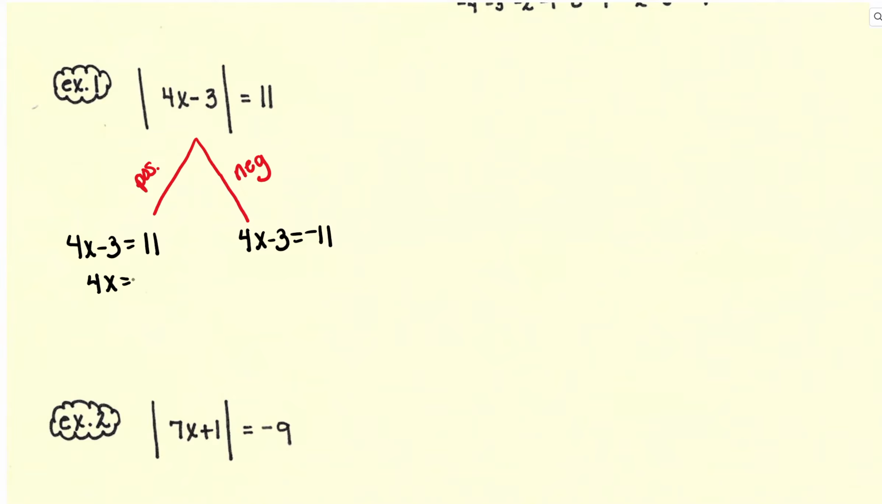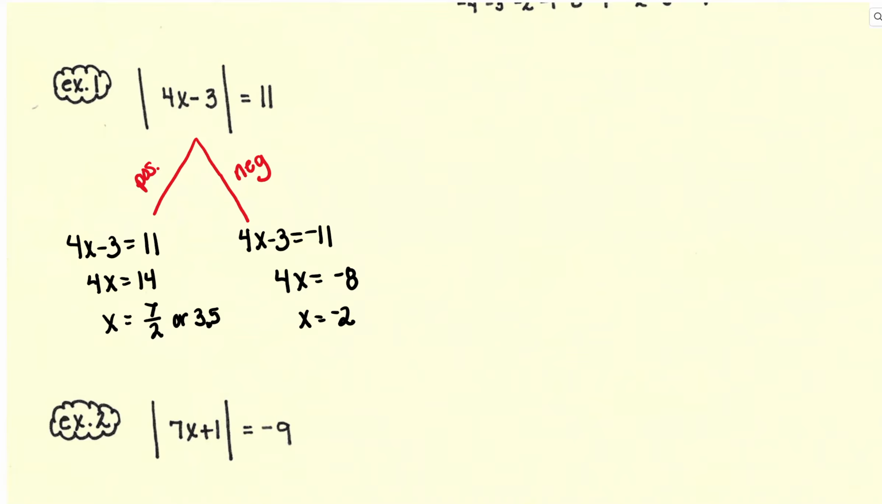Add your 3 to both sides. Divide by 4. Make sure that you reduce your fraction or give it the nice 3.5 decimal. Here you're going to add 3 to both sides, divide by 4, and x is equal to negative 2.